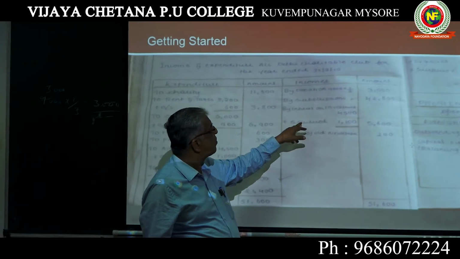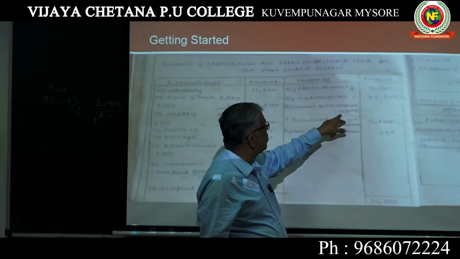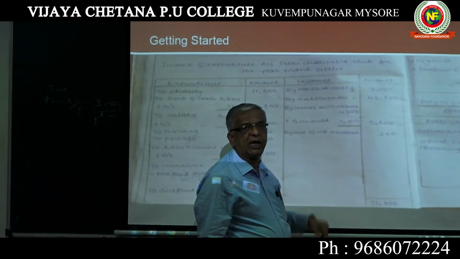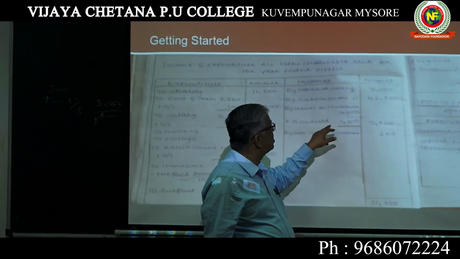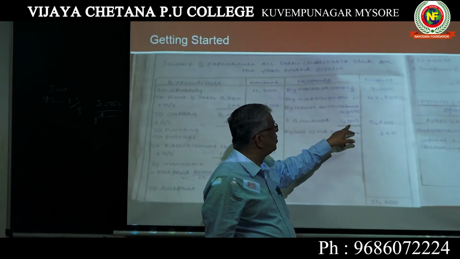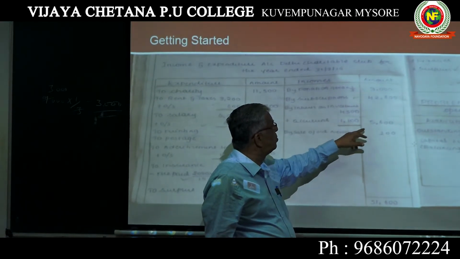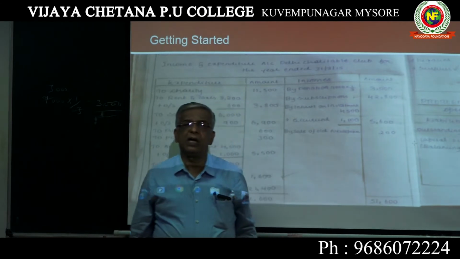So therefore we have to add to this interest. So 4,500 in the receipt side is given, and in adjustment number C, accrued interest on investment rupees 1,100. So total comes to 5,600, students.